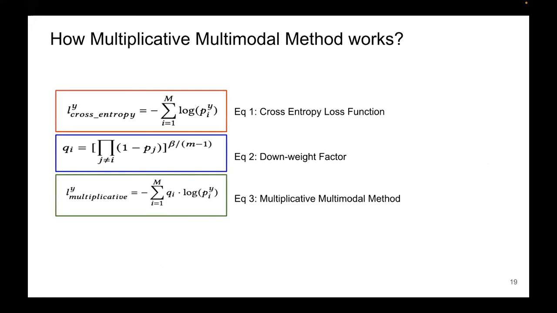So if we say that every modality present in the new sample makes its own independent decisions, then additive combination would result in a loss, which is a cross entropy loss, mentioned in equation one. Now we introduce a downweight factor, which is equation two, where beta is your hyperparameter to control the strength of this downweight. The downweight factor is responsible for suppressing the modality's predictive power that incorrectly classifies the sample. And the final loss function, the modified version of the cross entropy loss that came out while introducing this Q factor, was equation three.